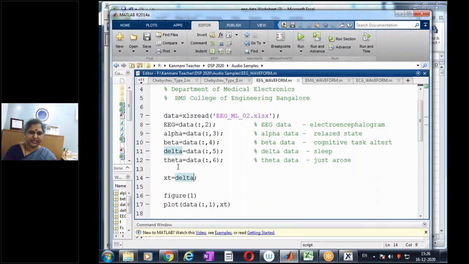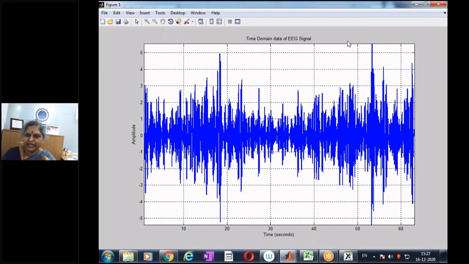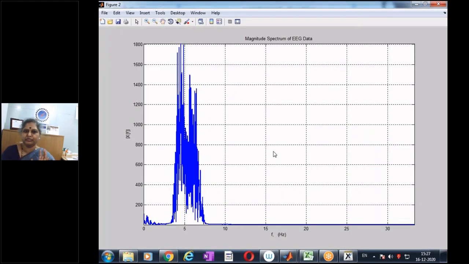And let's look at the theta waveform, which is just after, I think, the delta. So this is a time domain plot, the signal as a function of time, and this spectral component is around 5 hertz.